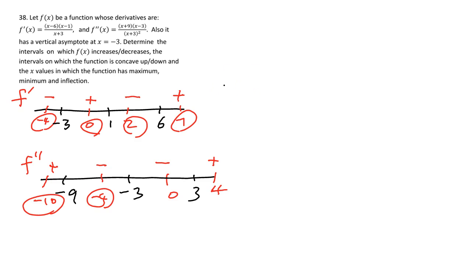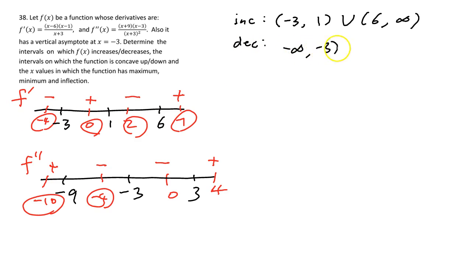that the function is increasing between -3 and 1, and also after 6. Okay, so let's try to talk about increasing intervals: increasing from -3 to 1, and then after 6 to infinity, it's going to increase. How about decreasing? That's from -infinity to -3, union 1 to 6.